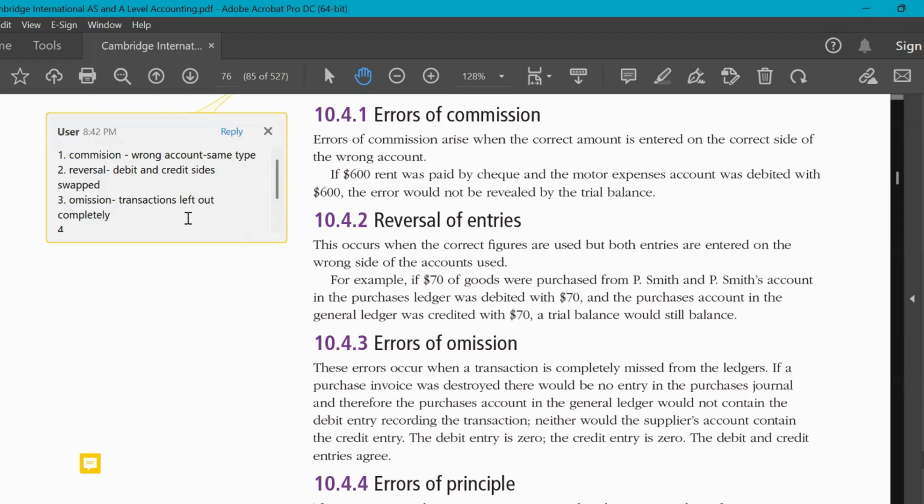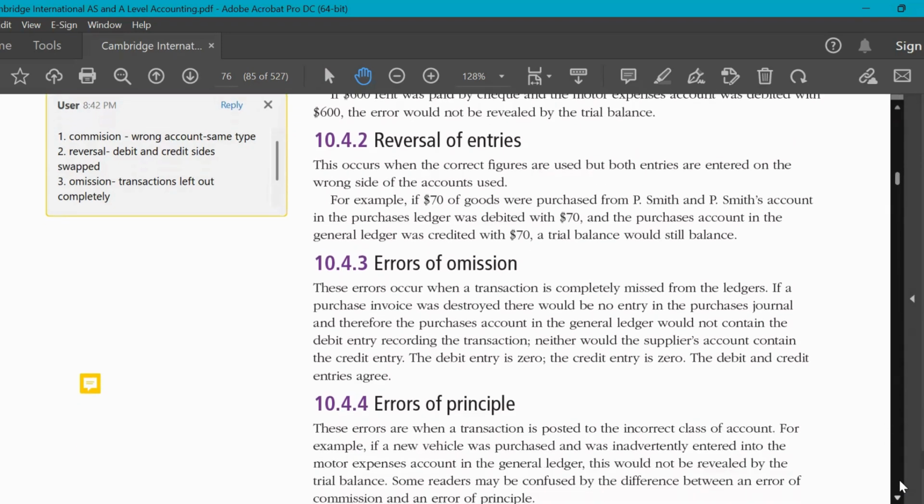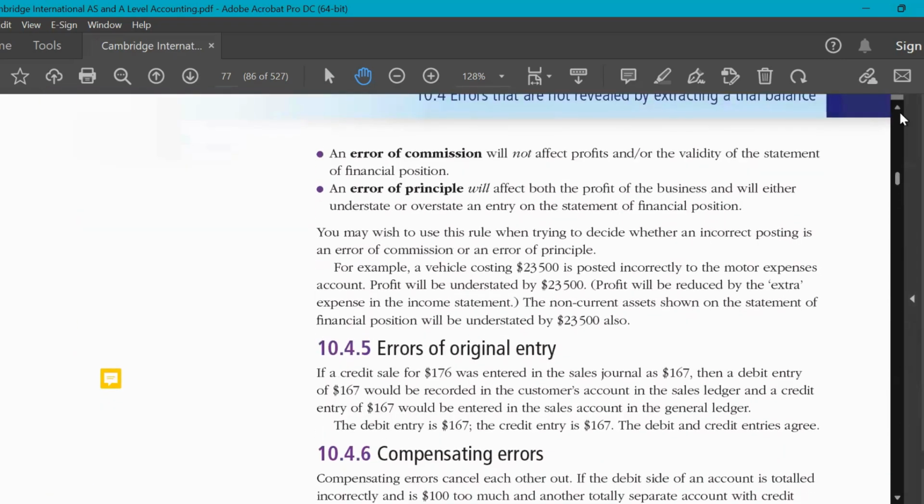But the transaction is absent. Okay, let me repeat again, so that we will not be confused. If it is an error of commission, wrong account, same type, only the account's name. Reversal, swapping of the debit and the credit. Omission, the transactions are left out, completely omitted, the transaction is absent. Okay, and the fourth one is the errors of principle.